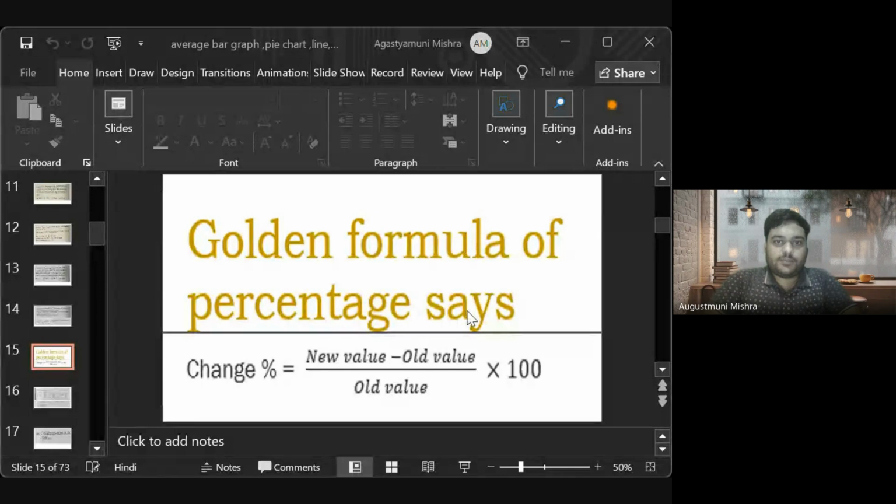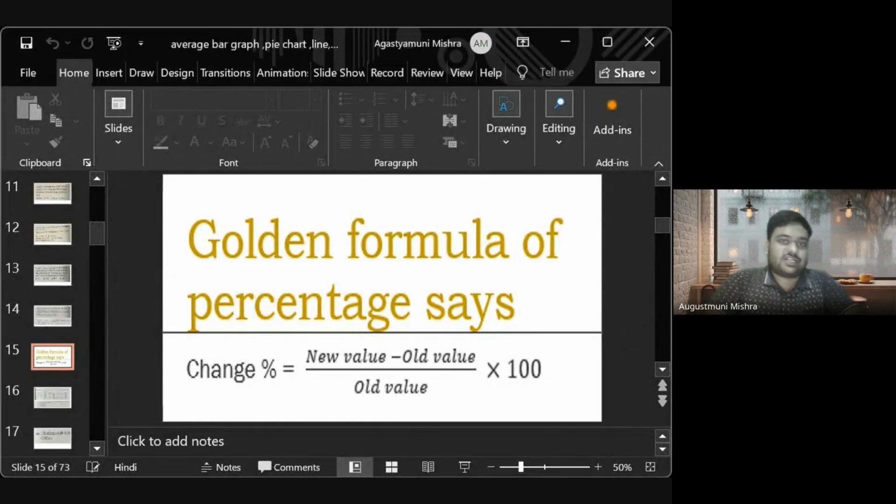I hope that it is clearly visible on your screen. This formula will be used by most of the questions during the solution. You can just note it down: change percent is the new value minus the old value, upon the old value, into 100. After this, we can start solving it. In some of the questions, I have even mentioned the formulas. So I'm just changing the slide and you can start solving it.